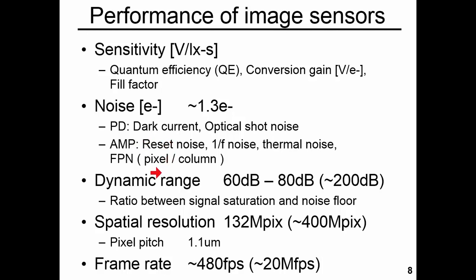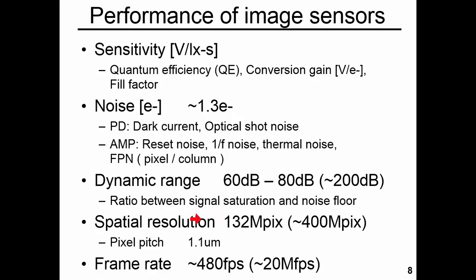How much signal range you can capture is called the dynamic range of image sensors. Usually the dynamic range is around 60 dB to 80 dB. But if you utilize several techniques like logarithmic compression or multiple exposures, you can go up to 200 dB. Spatial resolution is also very important, and currently consumer electronics can go up to 100 megapixels. For specific scientific applications, 400 megapixels is also realized.